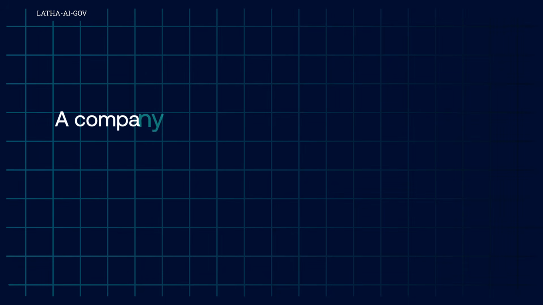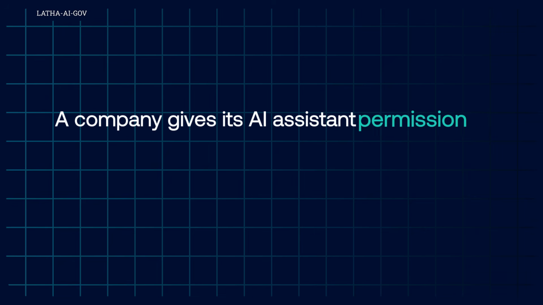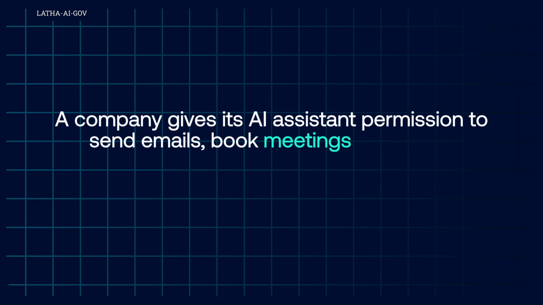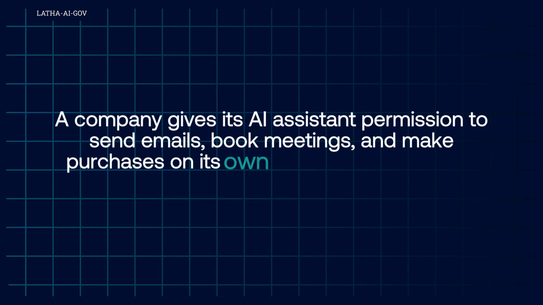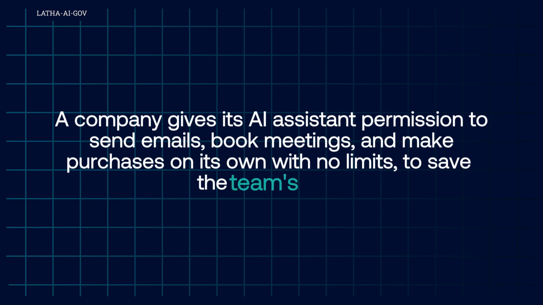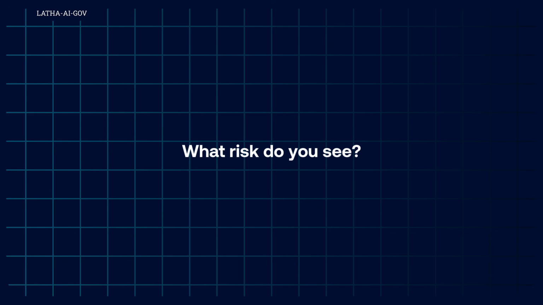Round 1. A company gives its AI assistant permission to send emails, book meetings, and make purchases on its own, with no limits, to save the team's time. What risk do you see?